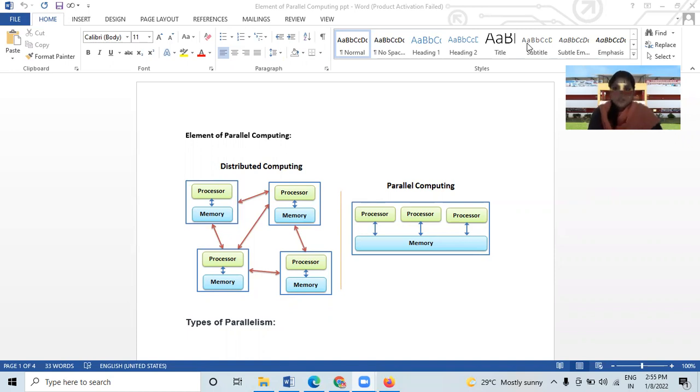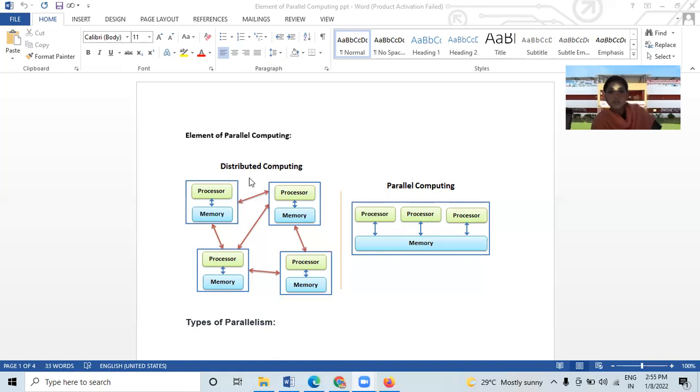Hello everyone. So in today's lecture, we're going to see about elements of parallel computing. In the previous lecture, we studied what is cloud computing, the working of cloud computing, advantages and disadvantages. So in today's lecture, we see elements of parallel computing. As you can see on the screen, distributed computing.